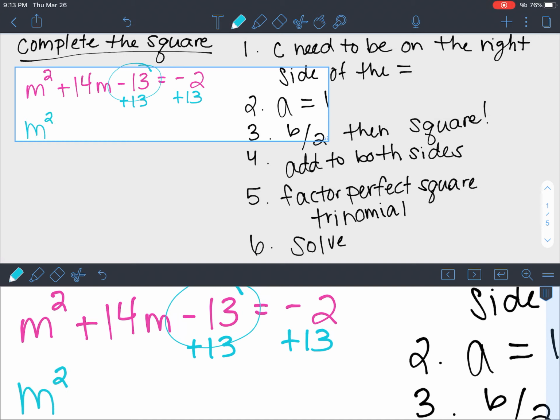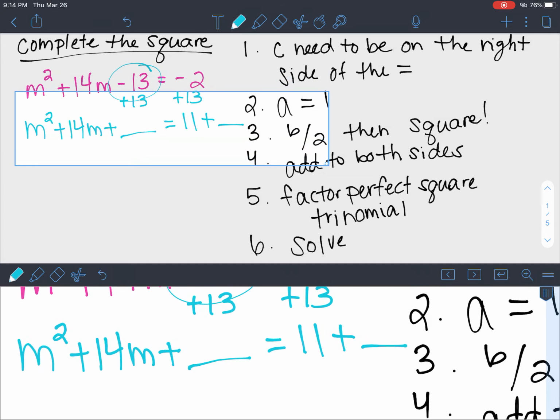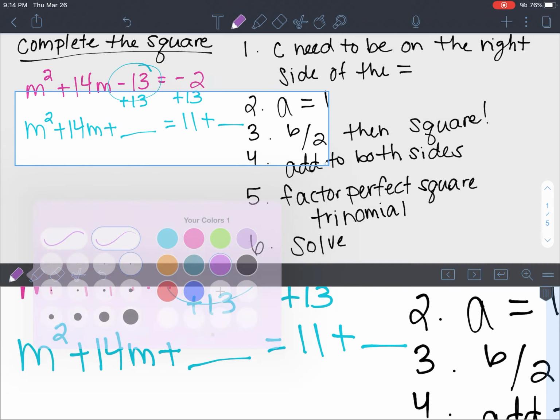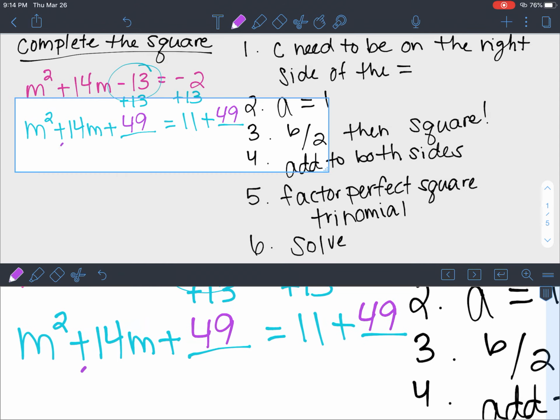That looks like m squared plus 14m plus something, because I'm going to put something there, equals -2 plus 13, which is 11, plus something else. Now I need to figure out what that something is. So I do half of 14, which is 7, and then I square it, which is 49. I'm going to add 49 to both sides. Then I can factor that perfect square trinomial, which is made up of my variable and half of my B value. Half of 14 is 7, so I do m plus 7 squared.